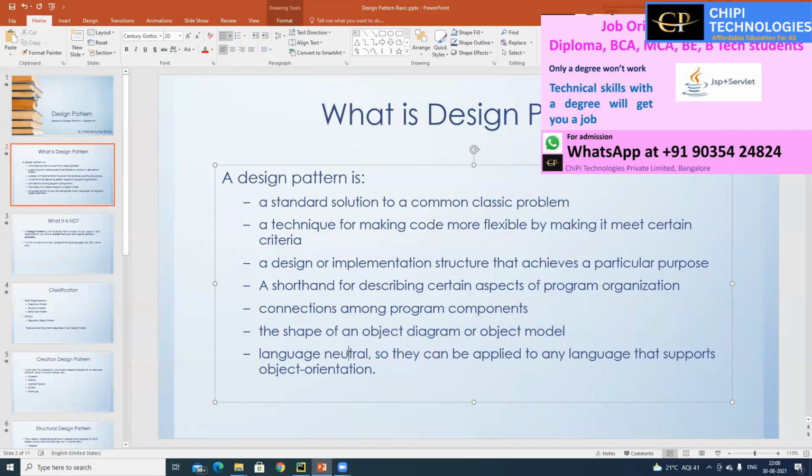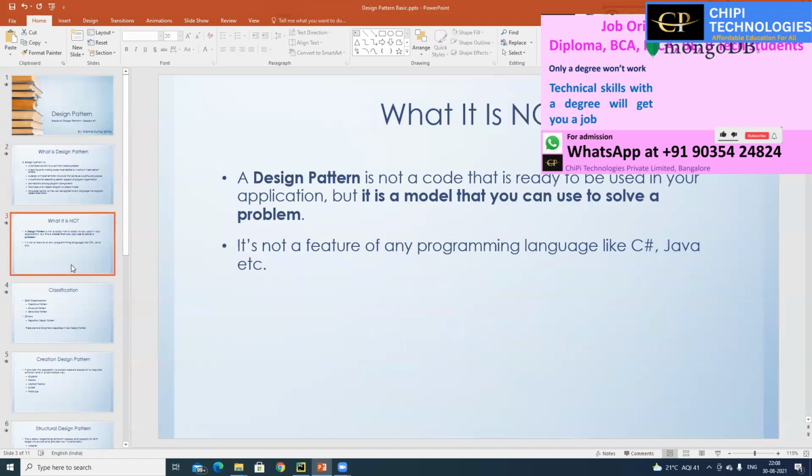Now, one of the most important things: it's language neutral. It is not specific to any language like C# or Java or whatever, right? So whatever language you're using, you can use design patterns, right?